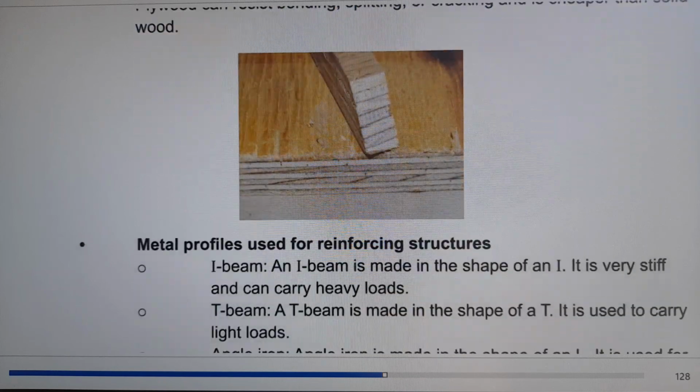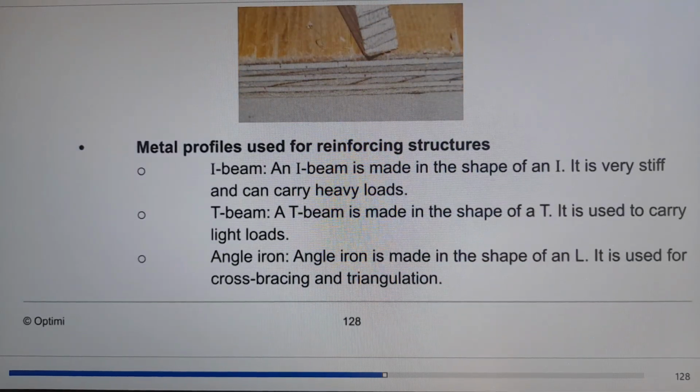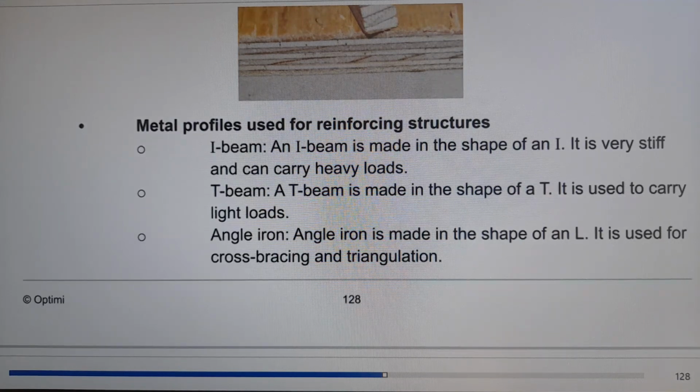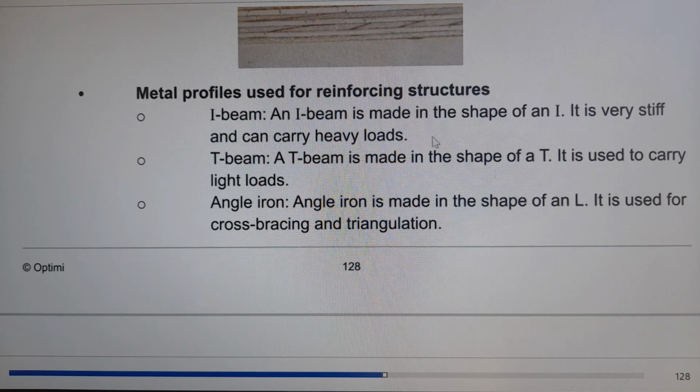That is the second reinforcing or adapting material. And the third one is metal profiles used for reinforcing structures. So under metal profiles, we have an I-beam.